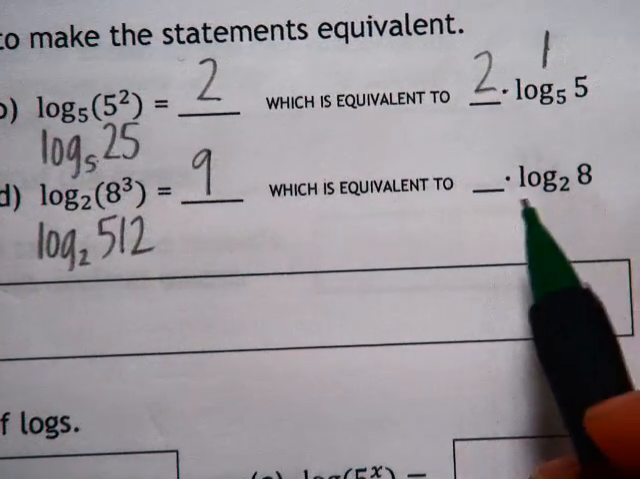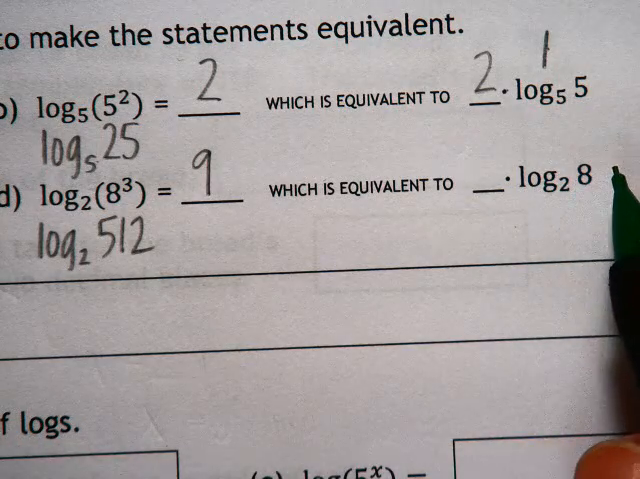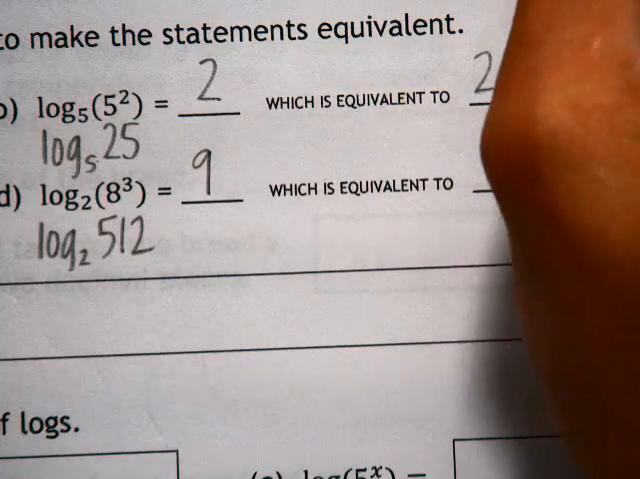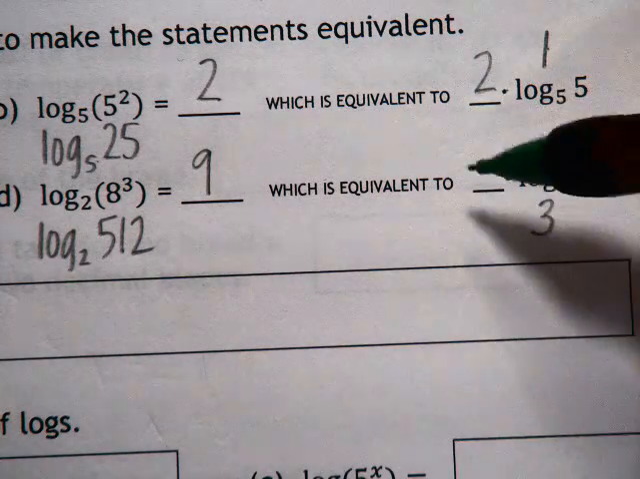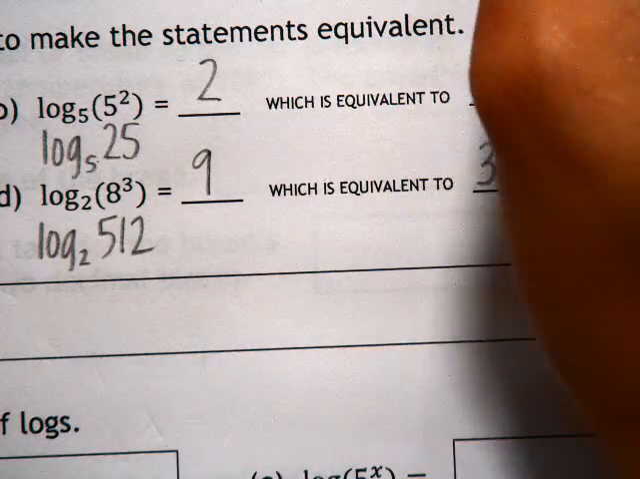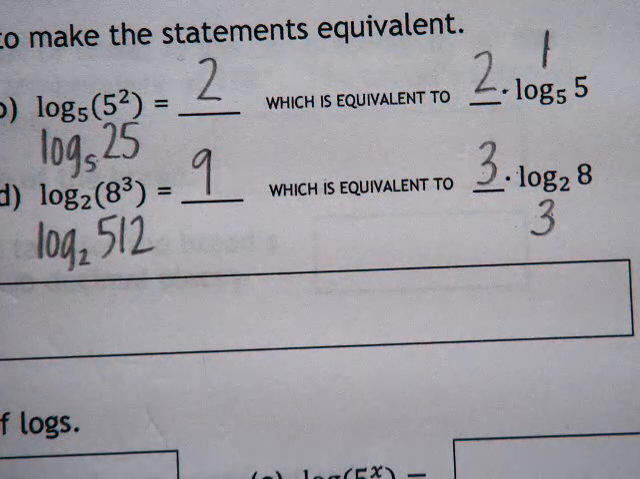Now on the other side, let's double check here. Log base 2 of 8 means 2 to some power gives me 8 as an answer. That value must be 3. So something times 3 has to give me 9. 3 times 3 is 9.